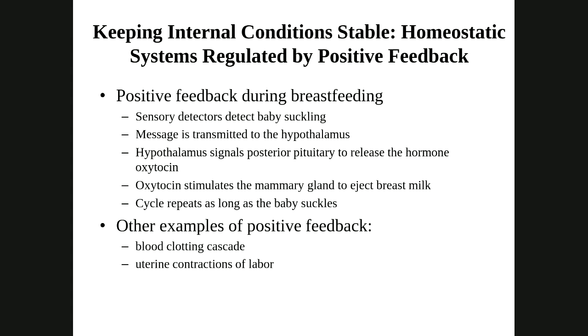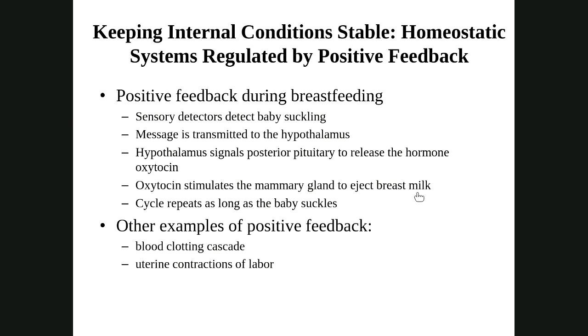Another positive feedback loop that they mention is breastfeeding. They like to use this as the example more. Here, I talked about these other two examples a little bit better, but breastfeeding is another example. The baby suckling is going to trigger the sensory receptors, so that message is sent to the hypothalamus. The hypothalamus signals the posterior pituitary to release oxytocin, and oxytocin is also going to be working with prolactin. Oxytocin is going to stimulate the mammary glands to eject the breast milk.